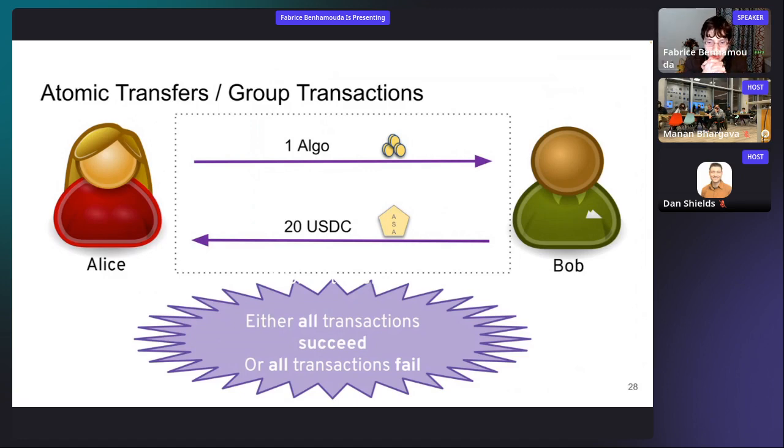So when you group these 2 transactions together, either Bob gets his 1 algo and Alice gets 20 USDC, or nothing happens. And there is no need to write any smart contract or anything. It's very, very easy on Algorand. You essentially mark that these 2 transactions must be executed together, and they will be executed together or fail.